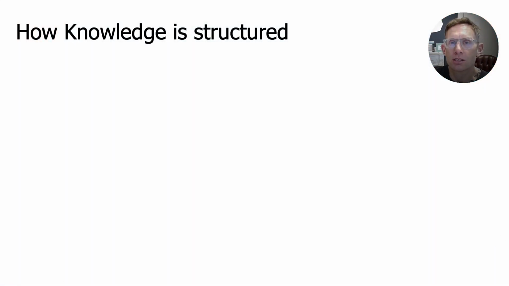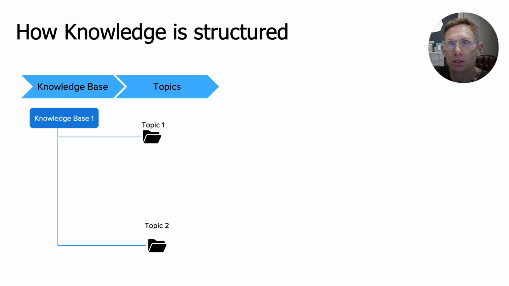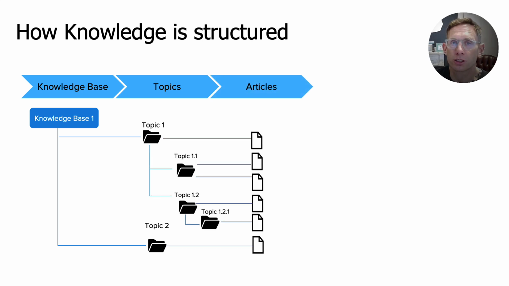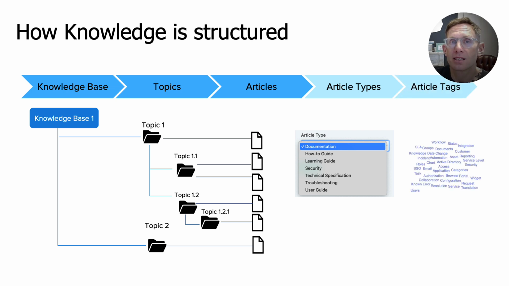So knowledge consists of knowledge bases. Each knowledge base has a single owner, a knowledge manager. Within each knowledge base are articles that are grouped by topic. Topics are organized in a folder-like structure. An article can be one of a number of article types, depending on its content. And articles can also be assigned tags. Tags are not for organizing articles, like topics are, but tags are useful for users to find the articles they need.